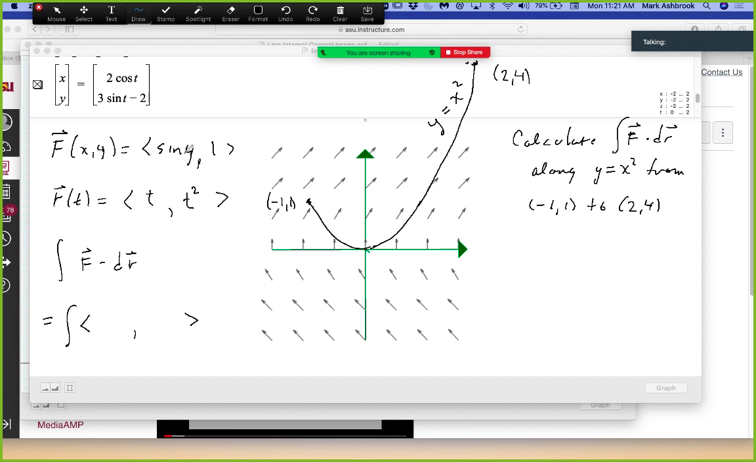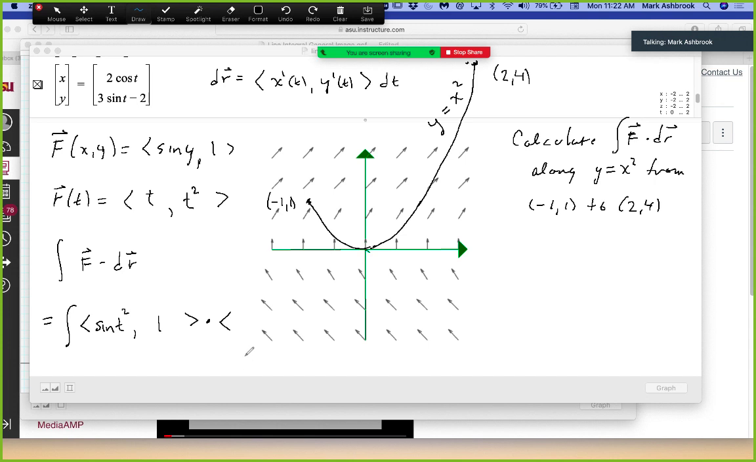Sine of t squared, right? Because we only care about values of y on our vector functions. So it would be sine of t squared, comma, 1. All right, dot what? What is dr? We said dr was x prime dx dt, y prime dy dt, dt.